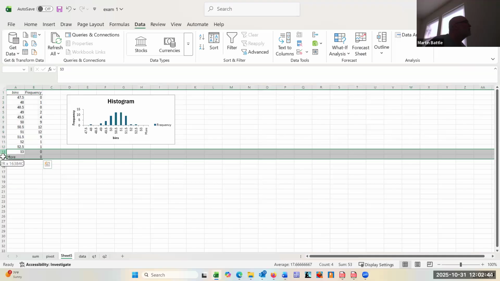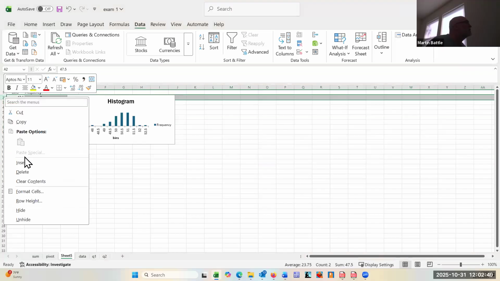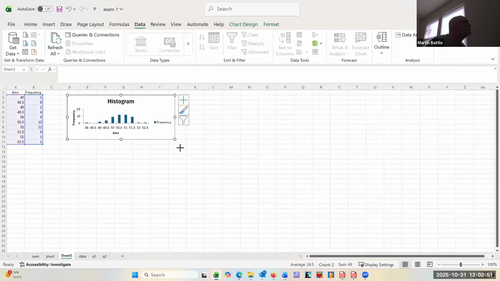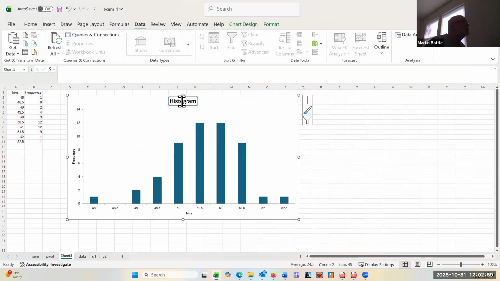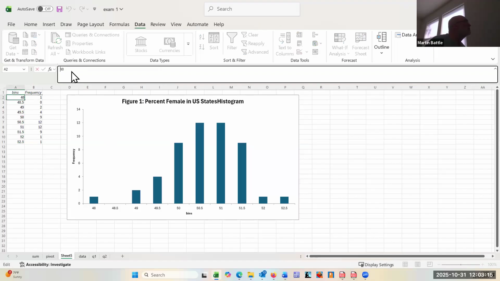Yeah, so I've got these two at the end, so I'm going to delete these. This, and delete this. Yeah, that looks okay. So I'm going to change this to figure 1. And female in US state. Less than 48%.